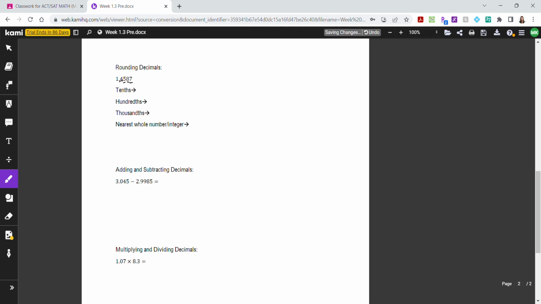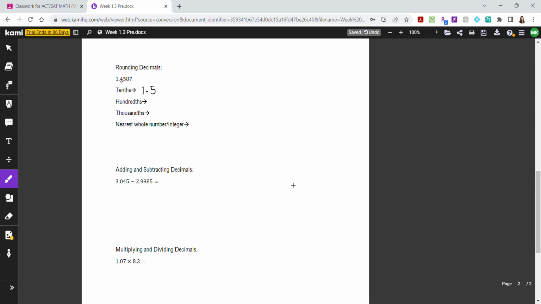So if they say round it to the nearest tenths, you want to look at this, right? So let's look at the number right next to 4 in this case, which is 5. Since 5 is always called a big number, we would round the number up. So that means when we round it up, we would get 1.5, and that's how you would round this number to the nearest tenths, okay?